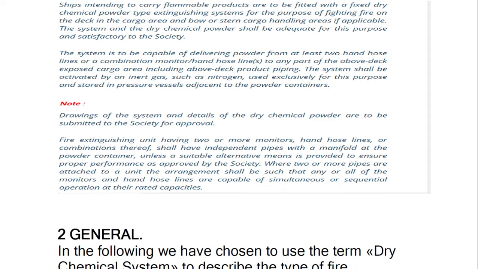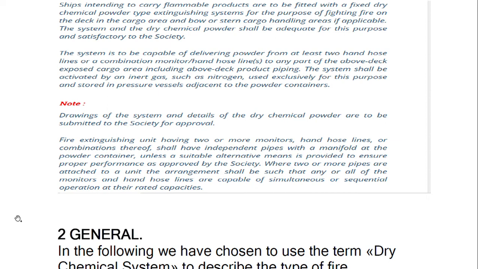The system and the dry chemical powder shall be adequate for this purpose and satisfactory to the society. The system is to be capable of delivering powder from at least 2 hand hose lines or a combination monitor and hand hose, to any part of the above deck exposed cargo area, including above deck product piping. These systems shall be activated by an inert gas, such as nitrogen, used exclusively for this purpose and stored in pressure vessels adjacent to the powder containers.